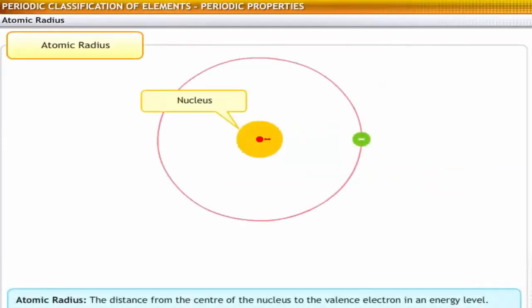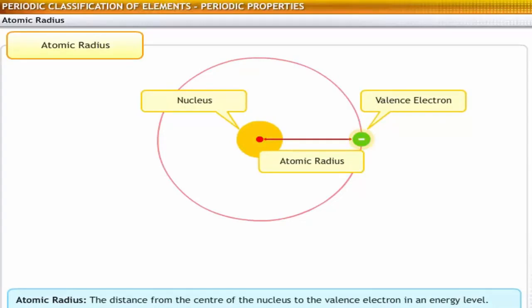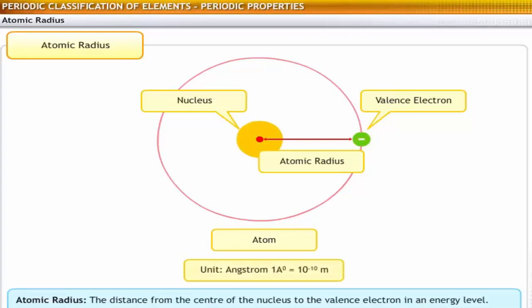Atomic radius is the distance between the center of the nucleus and the electron present in the outermost energy level or orbit of an atom. Atomic radius is expressed in angstrom units. 1 angstrom equals 10 to the power minus 10 meters.